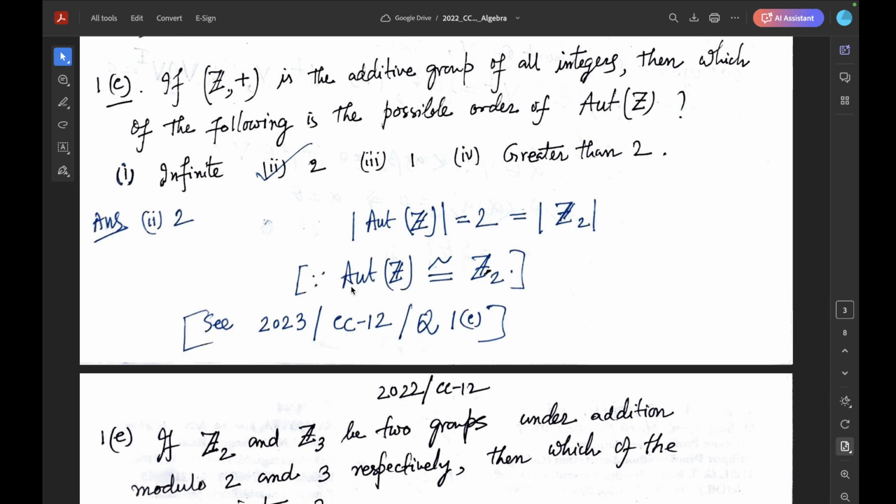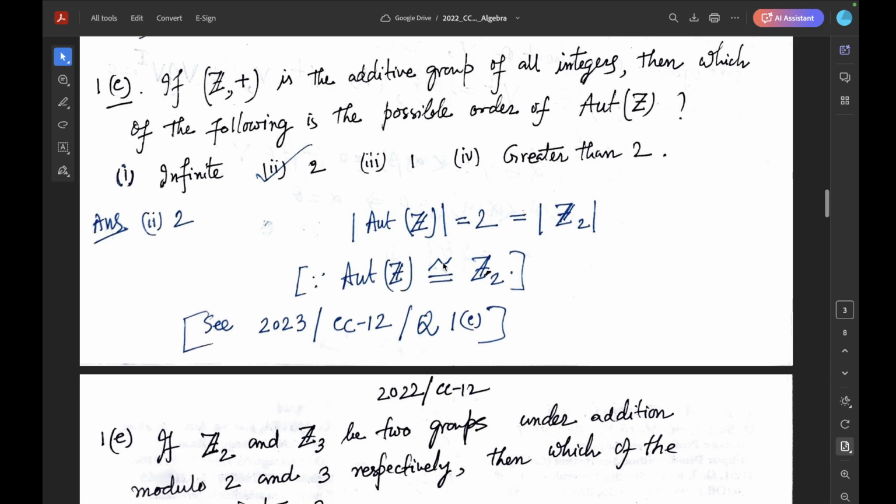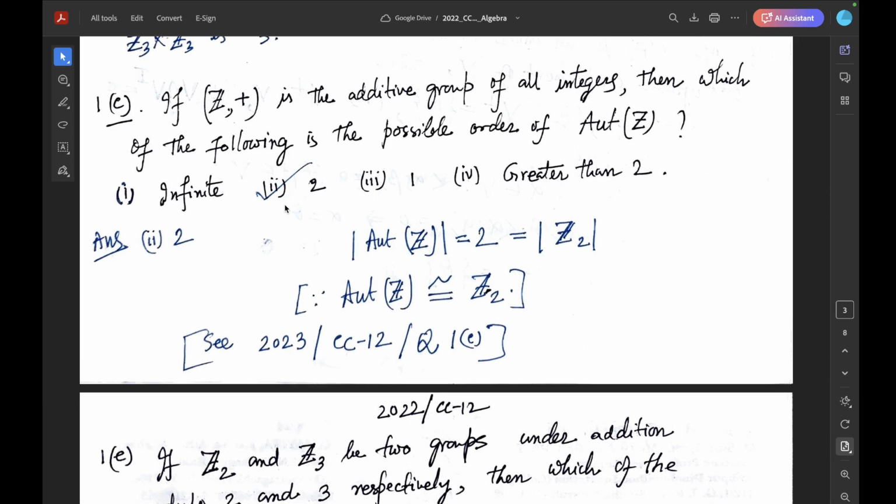And since Aut(Z) is isomorphic to Z2, see the question paper 2023, same paper CC-12, question 1C, where the answer is given. So the correct option is 2.